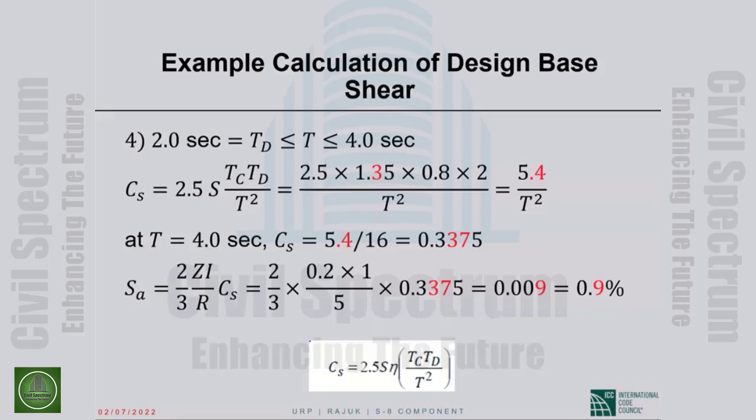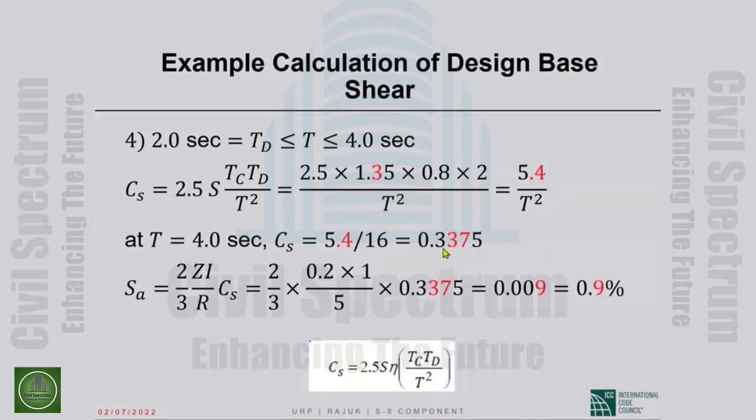an error yesterday in these numbers. In one of the examples that I was showing you, in calculating S sub A, the spectral acceleration in that period range between T sub D, which is 2 seconds, and 4 seconds, which is the end of the spectrum, the soil factor S, which is 1.35 in our case, was taken mistakenly as 1.25. That resulted in 5 here, but the actual number is 5.4.